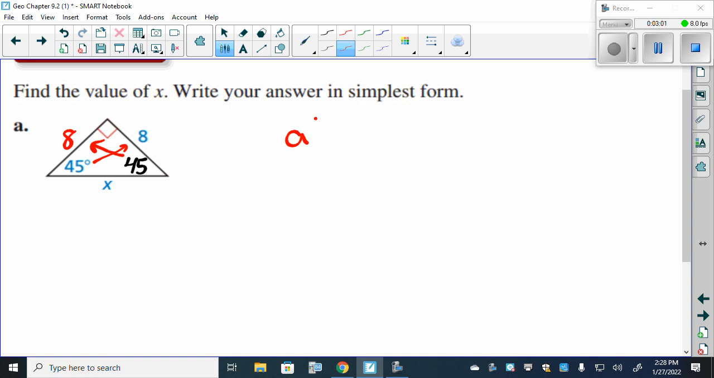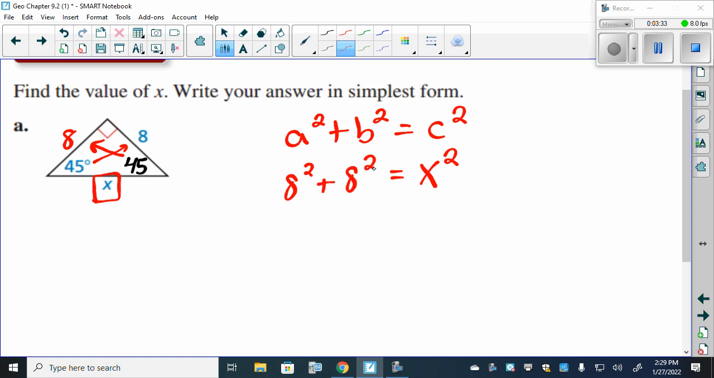Well, to find the hypotenuse, we can use the Pythagorean theorem that we went over yesterday. a squared plus b squared is equal to c squared. The hypotenuse for us is going to be the missing measure x. So for c, we can replace it with x squared. Now the legs a and b are both going to be what? 8 squared plus 8 squared.